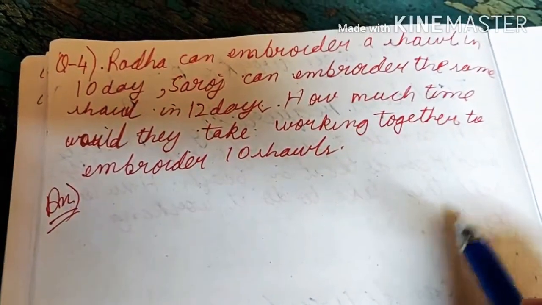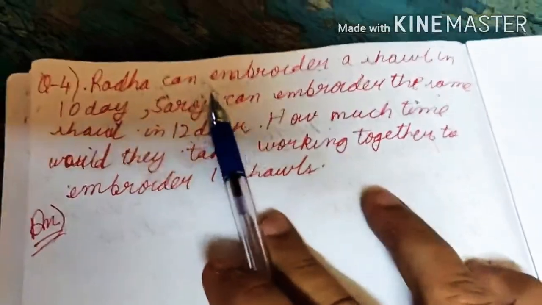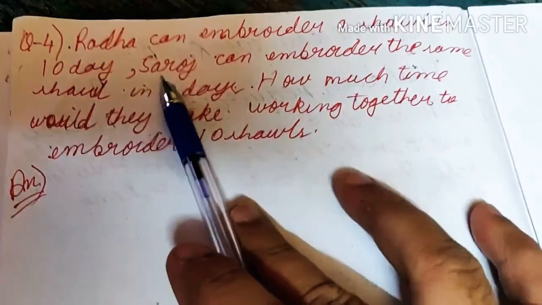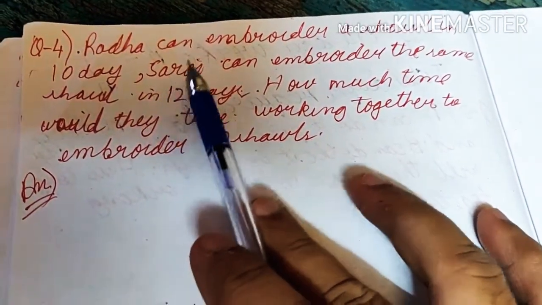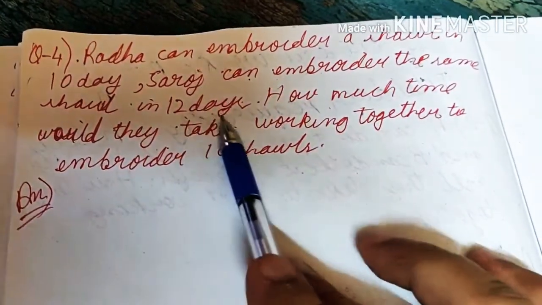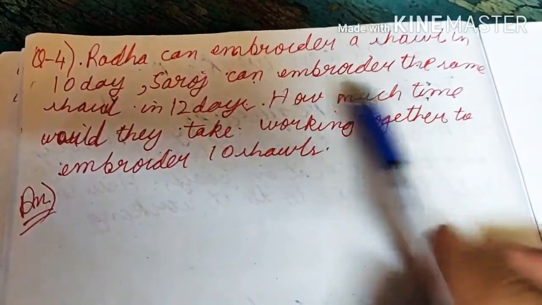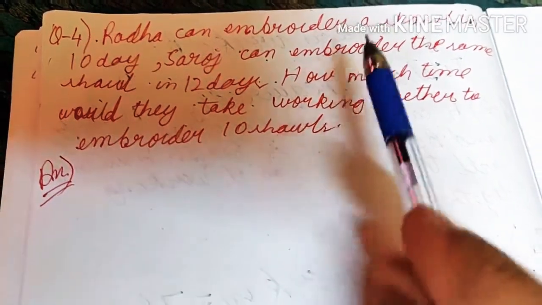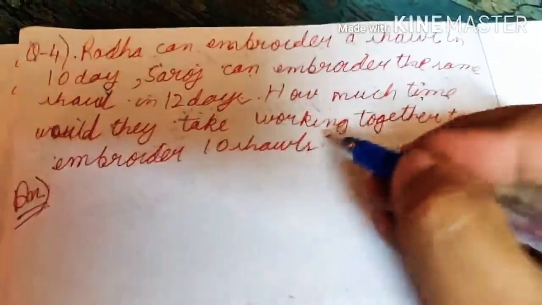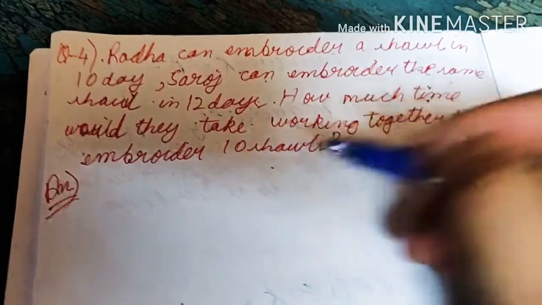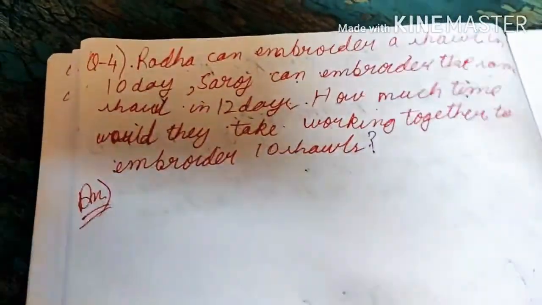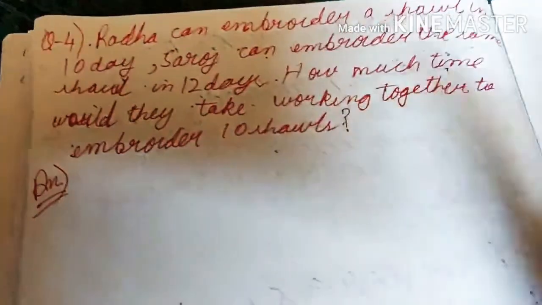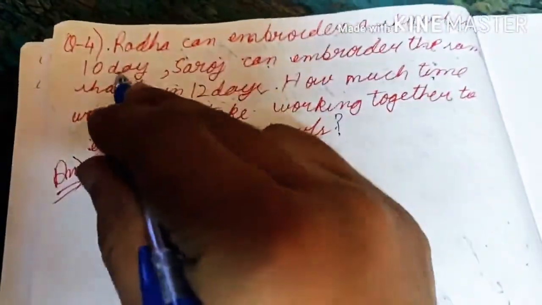Next question, here is question number 4 from your exercise. Radha can embroider a shawl in 10 days. Saroj can embroider the same shawl in 12 days. If they work together, how many days will they take to embroider 10 such shawls? We have to find the days required to embroider 10 such shawls if they work together. So first we have to calculate how many days they will take to embroider one shawl if they work together.